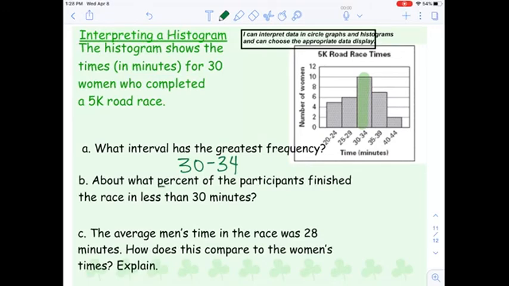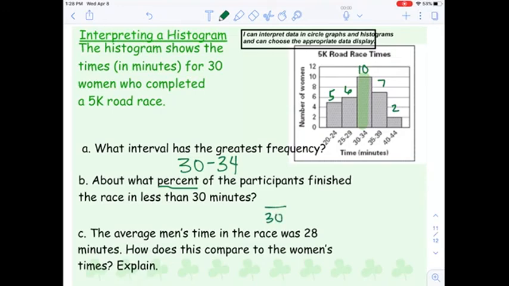So we are looking for the percent of participants. What I need to do to find the percent is to figure out how many total. So I'm going to look at each frequency. So 20 to 24, there were 5. 25 to 29, there were 6. 30 to 34, there were 10. 35 to 39 was 7. 40 to 44 was 2. So when I add those all together, I get 30.